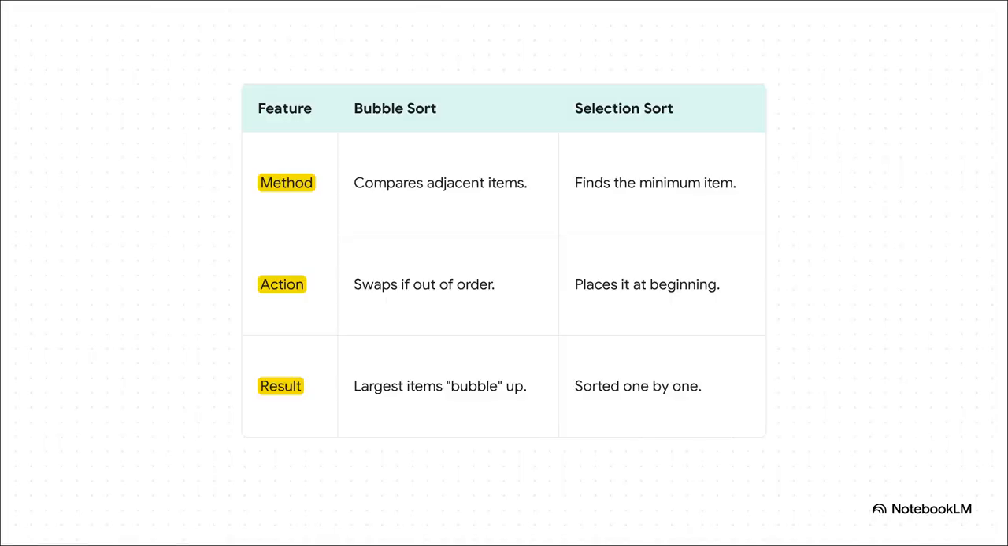Let's be real, you are almost certainly going to get a question about sorting algorithms. This table breaks down the two big ones for your syllabus, bubble sort and selection sort. You have to understand the difference in how they work. Bubble sort is all about comparing neighbors and swapping them over and over. Selection sort is different. It's like a talent scout that finds the smallest value in the whole list and puts it right at the beginning.